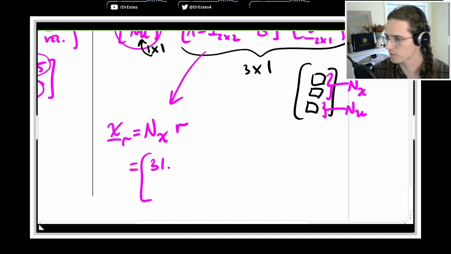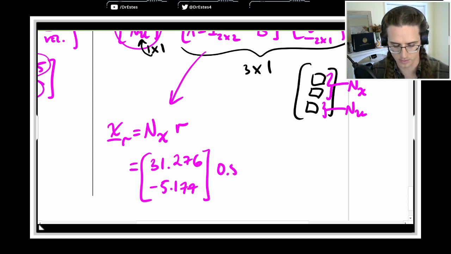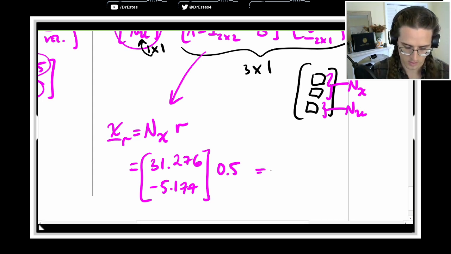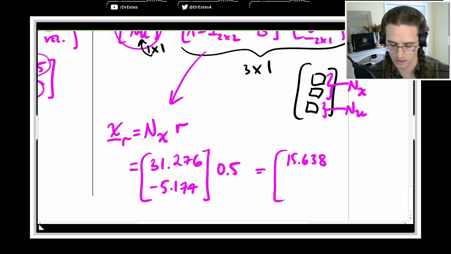Okay, so NX was 31.276 minus 5.177. And then our reference signal is 0.5. So if you multiply this out, our reference states are 15.638 and minus 2.588.